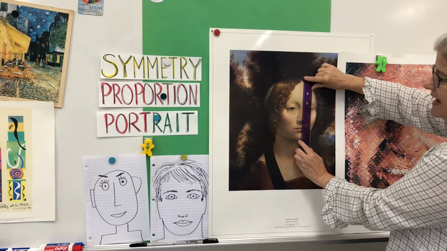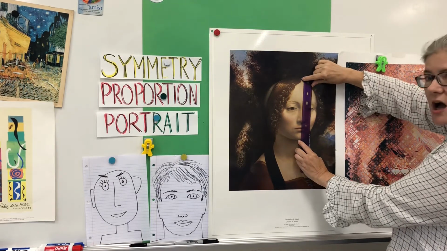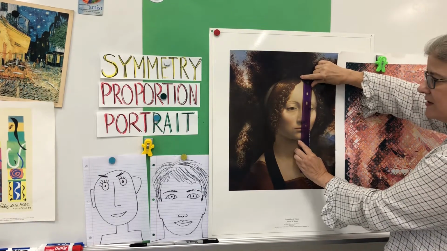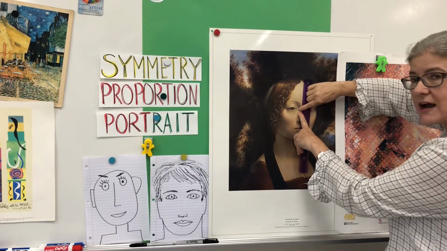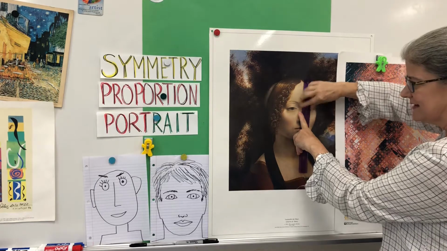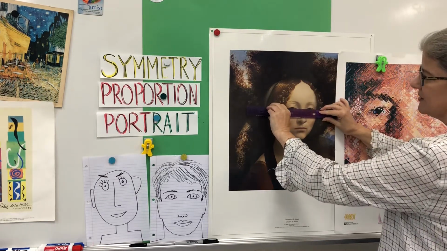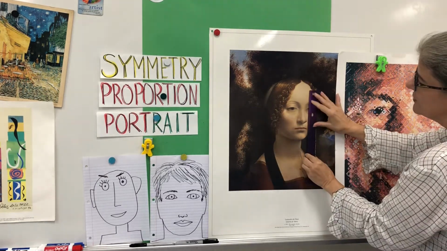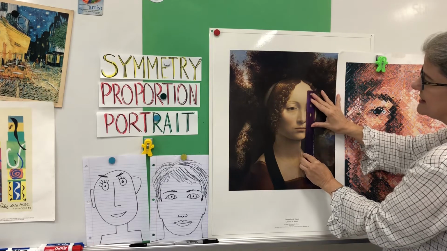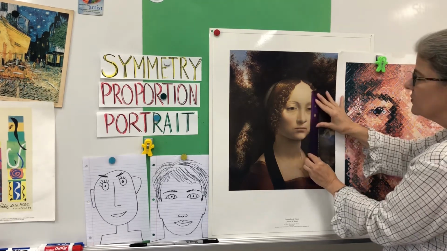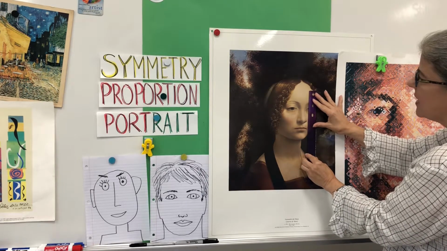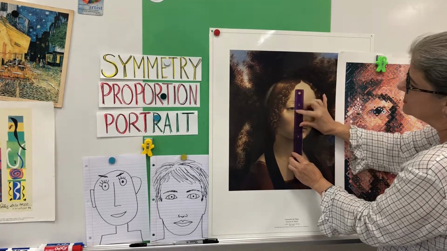If I find the halfway point between her chin and the very top of her head, her eyes are right in the middle. Your eyes are in the middle of your head too. So her eyes line up here. The width of her nose lines up with the inside corners of her eye. And the width of her mouth lines up almost with the center of the eye.